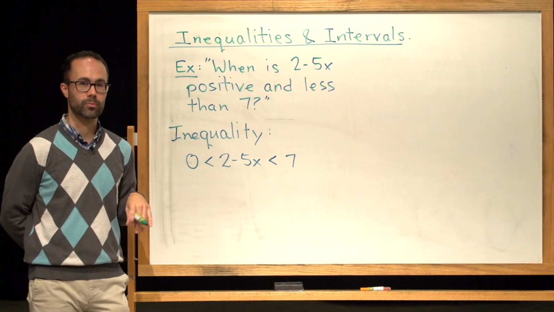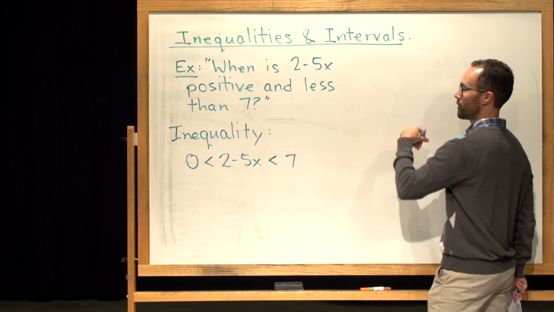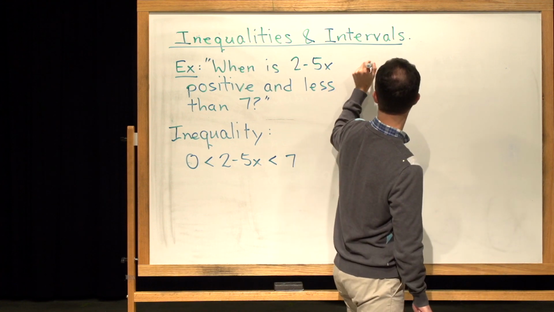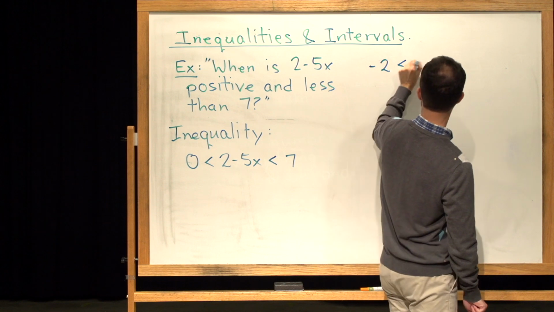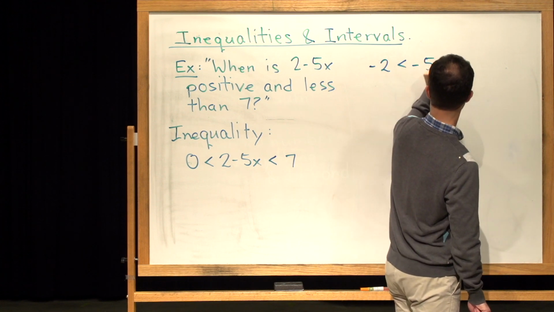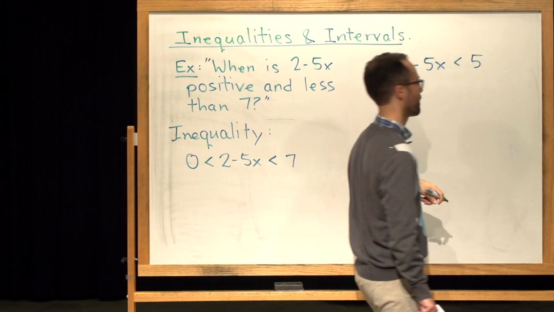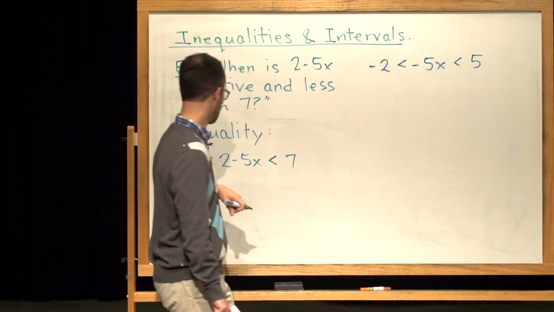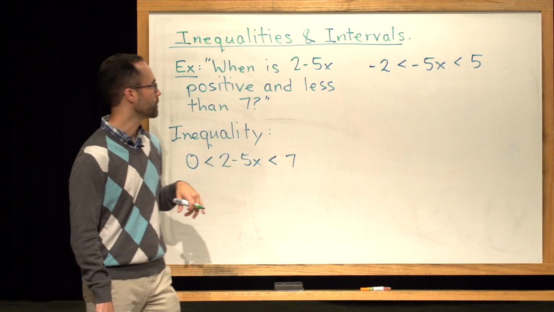So what I'll do here is subtract 2 from everything. We'll do it over here on the right. So if I've got 2 being subtracted, I have negative 2 now, less than negative 5x, less than 7 minus 2, which is 5. So we have our inequality. It's changed just a bit. We're still keeping it all together.